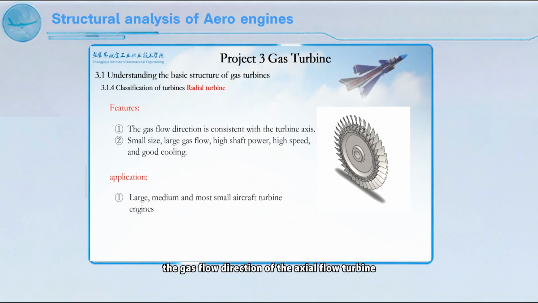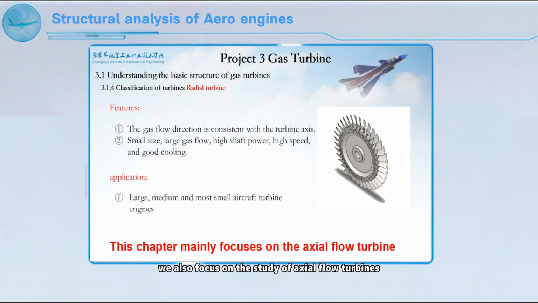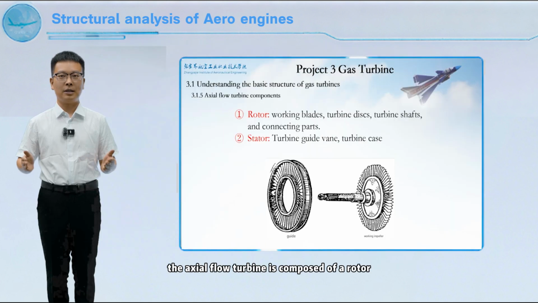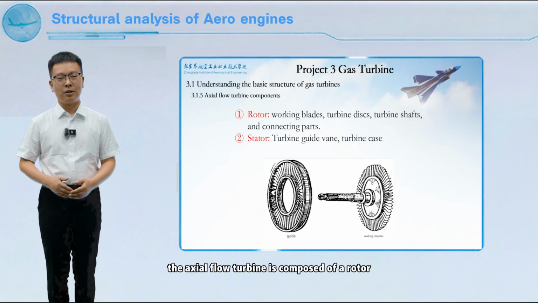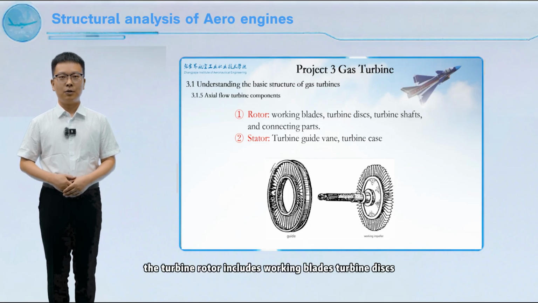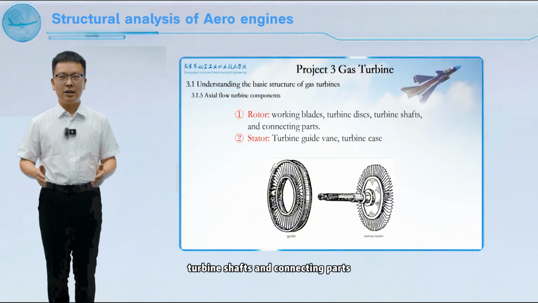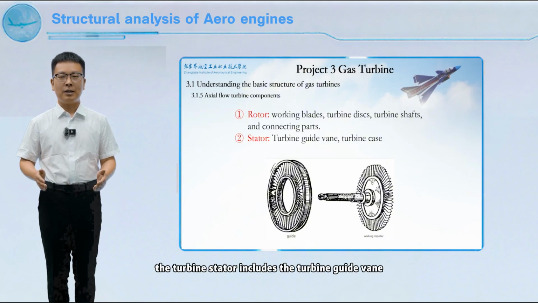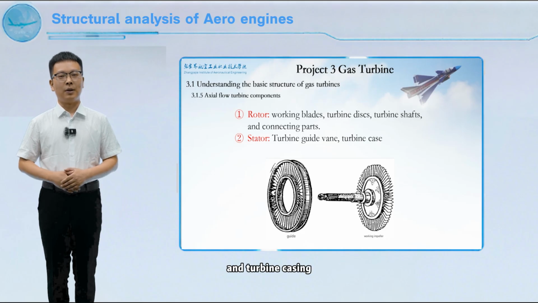The gas flow direction of the axial flow turbine is consistent with the direction of the turbine axis. The axial flow turbine has the advantages of small size, large gas flow, large shaft power, high speed, and good cooling. Therefore, it is widely used in large and medium-sized aviation turbine engines. In this project, we also focus on the study of axial flow turbines. The axial flow turbine is composed of a rotor and a stator. The turbine rotor includes working blades, turbine discs, turbine shafts, and connecting parts. The turbine stator includes the turbine guide vane and turbine casing.